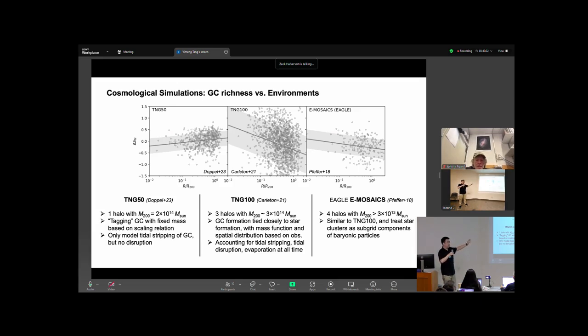That is what we traditionally think: you have more GC-rich dwarf galaxies near the center. TNG50 is just completely different. We might think maybe there is too strong GC stripping near the center, producing a different trend. But I think there's something more to think about, like why there is so much difference in the simulations.